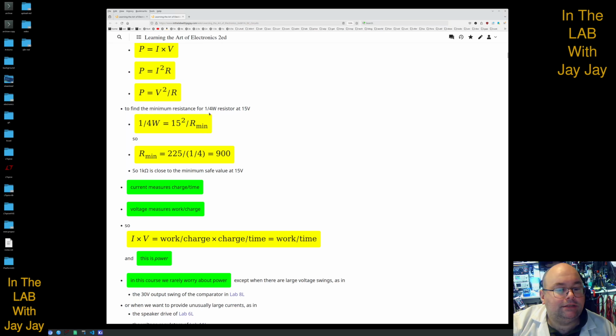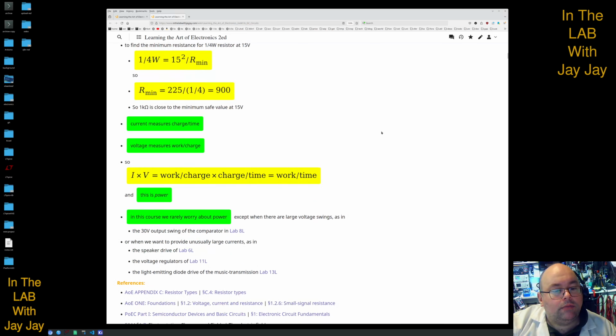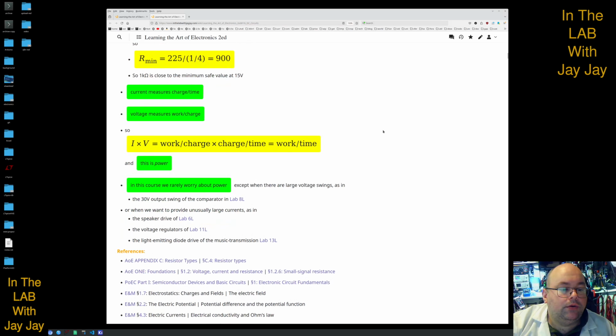To find the minimum resistance for a quarter watt resistor at 15 volts: a quarter watt equals 15 squared divided by R min. So R min equals 225 divided by a quarter, which equals 900. So 1 kilo ohm is close to the minimum safe value at 15 volts. Current measures charge per unit time, and voltage measures work per unit charge. So I times V equals work on charge times charge on time, which equals work on time, which is power.